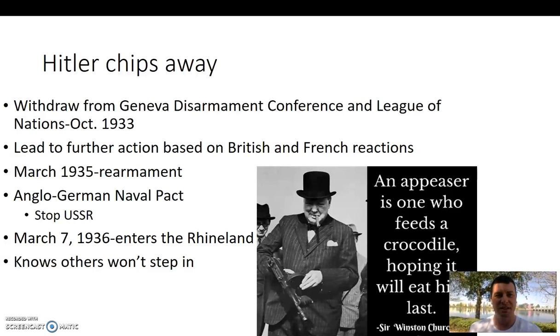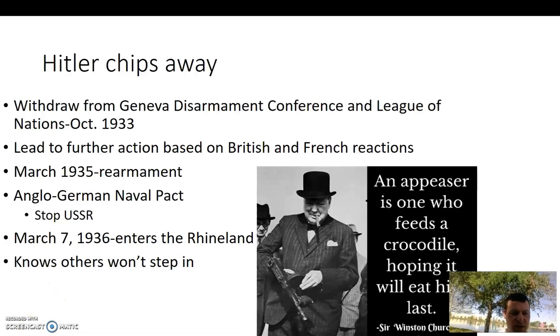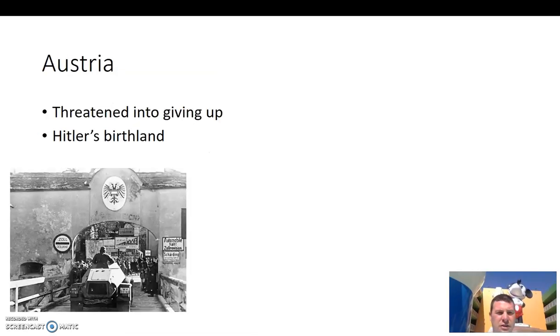March 7th, 1936, he's going to enter into that demilitarized zone in the Rhineland, and at this point he knows that the other countries are not going to step in, and that he has free rein to do as he sees fit. And so this is where we start to see him make his way into other nations. Austria, his homeland, his birthplace. He basically threatens Austria into giving up. He says, unless you admit some Nazis into your parliament, you're not going to exist anymore. And so Austria appoints these Nazi leaders into their parliament. And that's basically just going to give them the ability to say, Hitler, take over Austria. And that's exactly what he does.